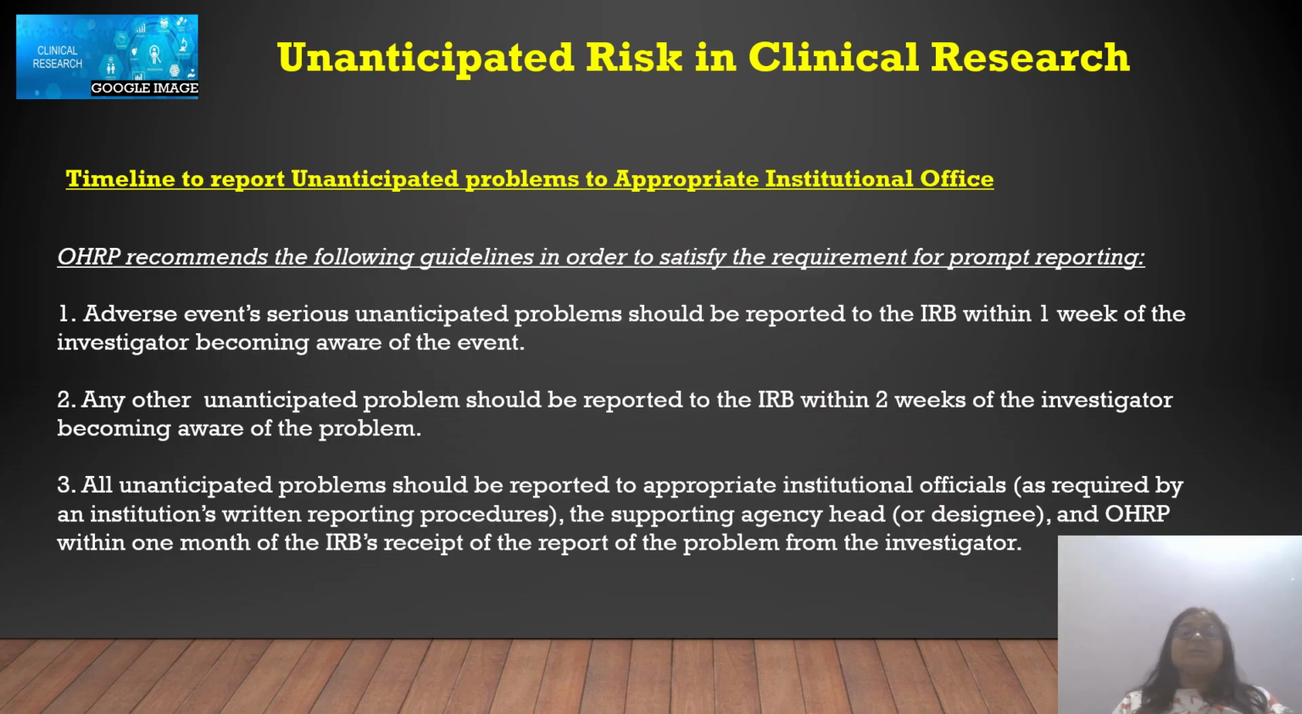Now, what are the timelines? If any investigator finds that this is an unanticipated risk in our clinical research, then what is the timeline to report it to the proper authority? As per the OHRP recommendation, adverse events which are serious unanticipated problems should be reported within 1 week of the investigator becoming aware of the event. Other than this, all should be reported within 2 weeks.